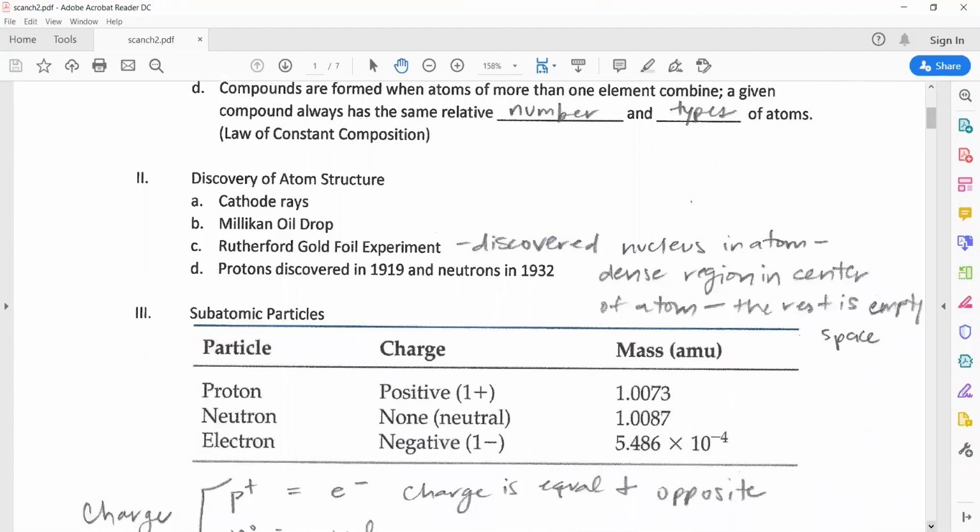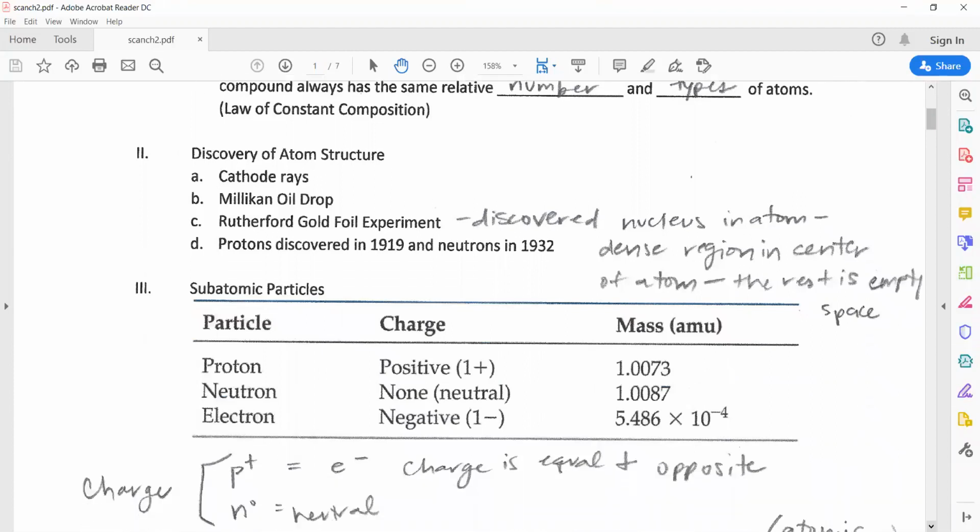So here are the main 4 experiments that led to our understanding of the atom. A and B, the first 2 experiments, mostly were discovering the electron, the fact that it was present, it was negatively charged. And then C, Rutherford's gold foil experiment was really a big changing point for the understanding of the atom. What his experiment discovered was that there is a nucleus in the atom, that there was a dense region in the center of the atom, and then the rest of the atom really was almost empty space.